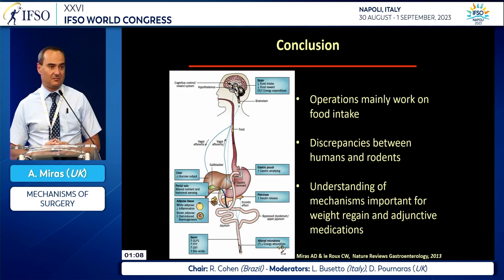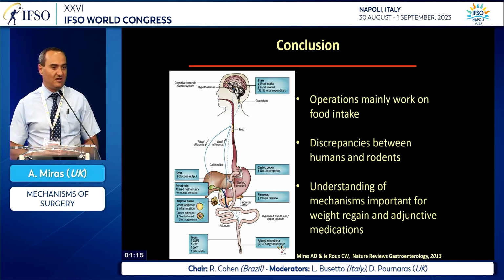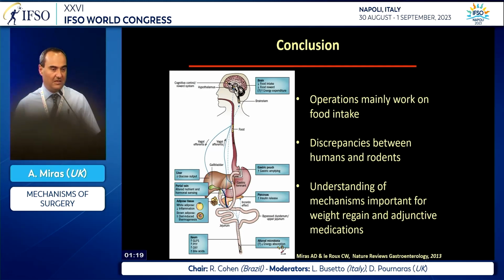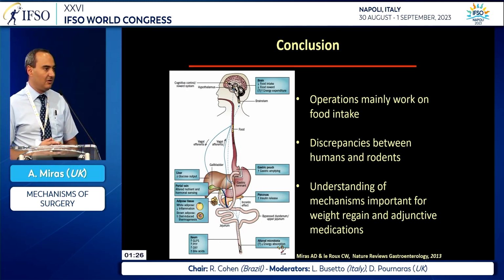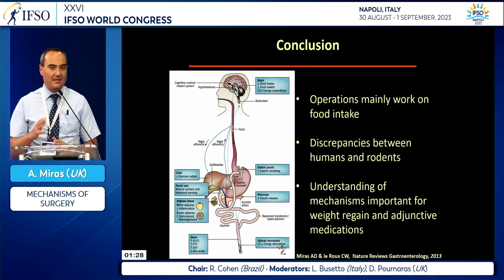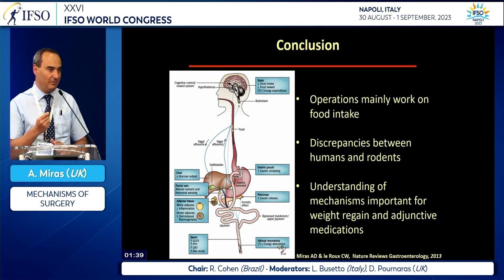So to summarize, it appears from the evidence so far that these operations, very similar to drugs, mainly work by making people eat less. We are not seeing major changes in food preferences, and we are not seeing any major changes in energy expenditure. There are major discrepancies between the human and animal studies, and this is a major problem, because if we do not understand what's causing these discrepancies, it is impossible to know which data to believe.